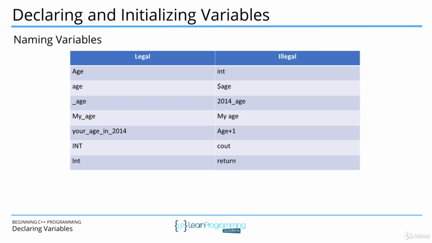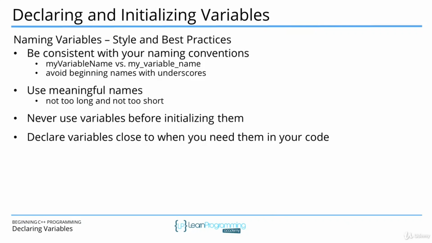Now let's take a look at variable naming style and best practices. The most important thing you can do is to be consistent with whatever naming convention you choose to use. There are many style guides and naming conventions out there. In many cases, you'll be working for a company and they have a specific style and naming convention that you have to use. This has nothing to do with the C++ compiler, but it's still very important. For example, Google has a published C++ style guide, as do many other companies.